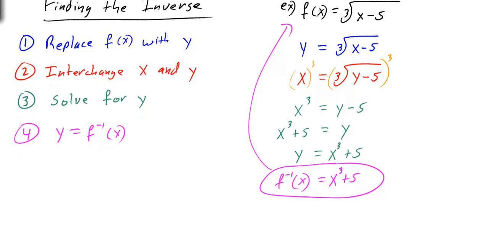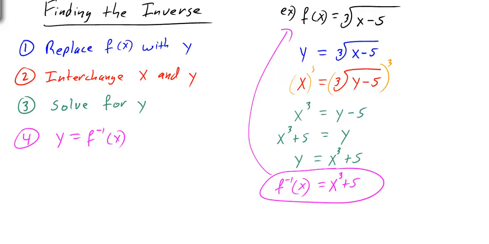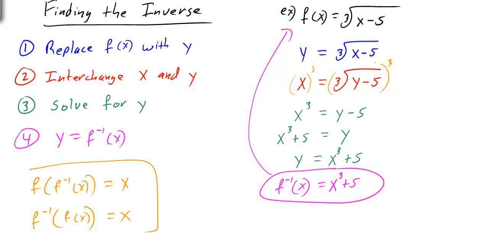And once again, we could verify this. If you wanted to verify this is true, remember we could simply do what? We could find f of f inverse of x, that has to be equal to x, and also f inverse of f of x would also have to be equal to x. And if you go through these steps here, you're going to find that these are inverses of each other.